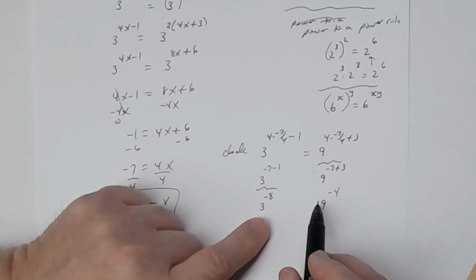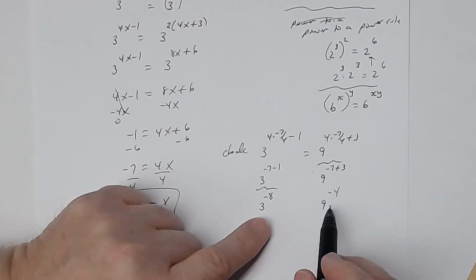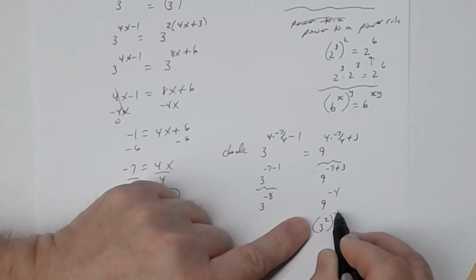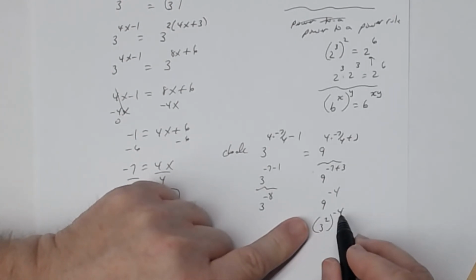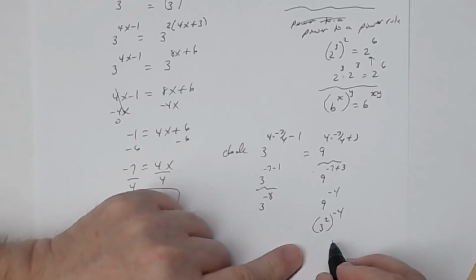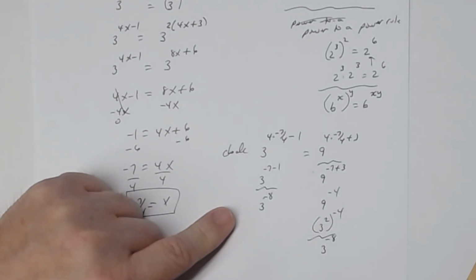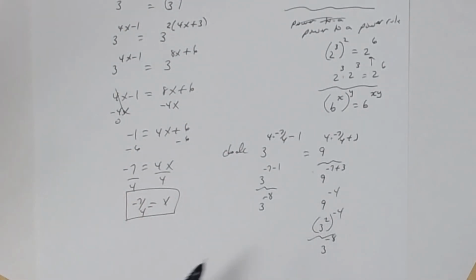And now remember, you might say, well, I still don't know if those are equal to each other. Yeah, you do. Remember 9 is 3 squared, right? So I'm going to replace 9 with 3 squared. So I get 3 squared raised to negative 4. And then when you have a power raised to a power, you multiply those exponents. So 2 times negative 4 is negative 8. And notice those are equal to each other.